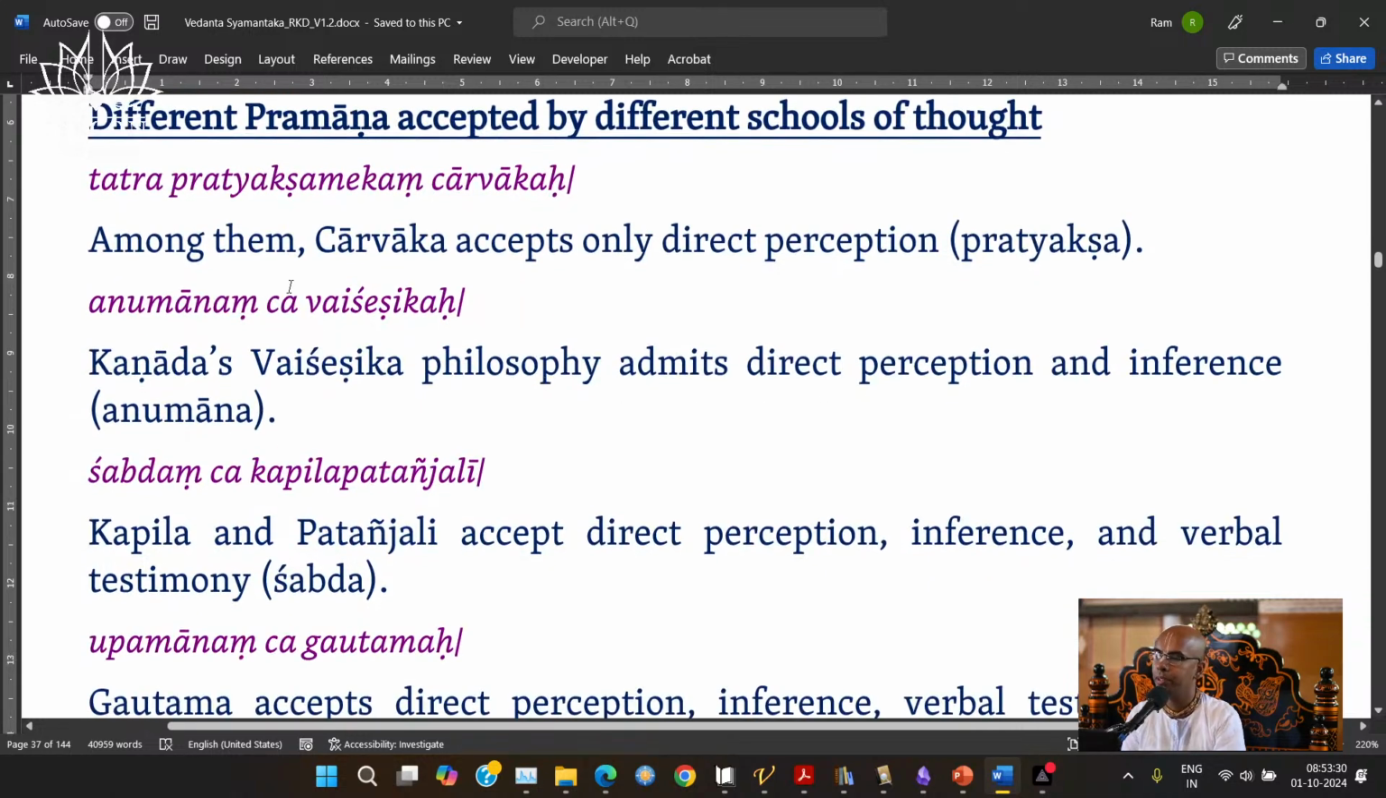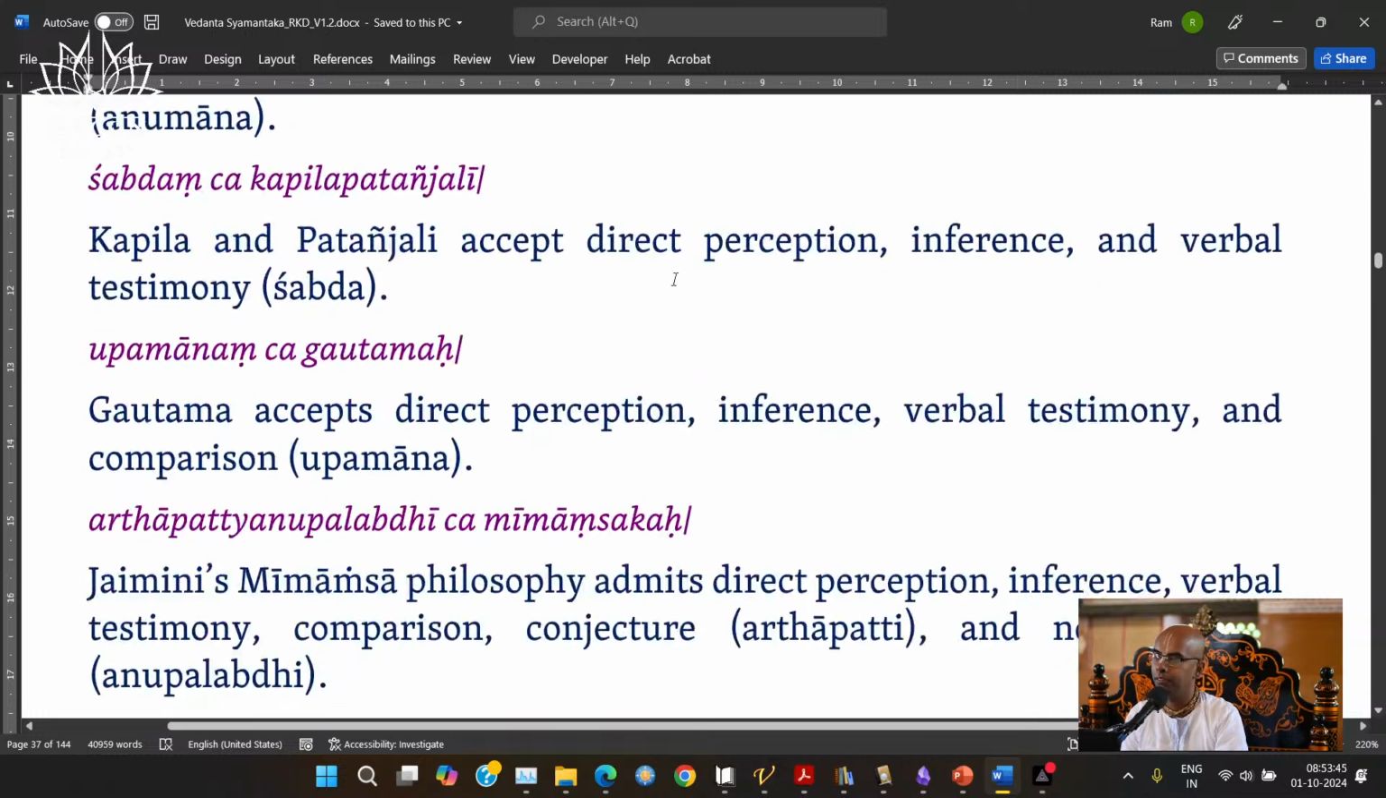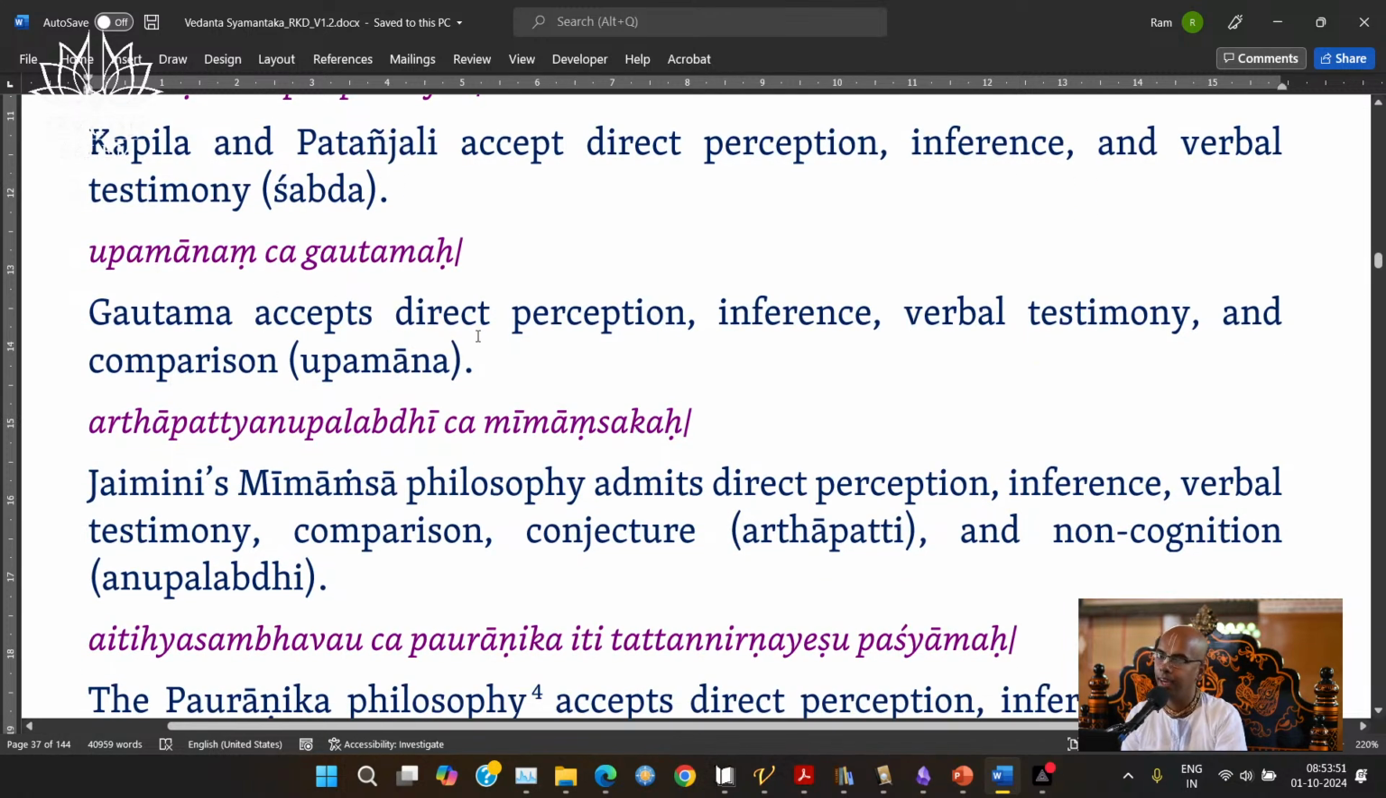Srila Damodar Goswami says that Charvaka accepts only direct perception, Pratyaksha. Whatever knowledge has to be gained, he says, can be gained through Pratyaksha itself. Now Kanada's Vaisheshika philosophy admits direct perception and inference. Kapila and Patanjali accept Pratyaksha, Anuman and Shabda Pramana. Gautama's Nyaya accepts Pratyaksha, Anuman, Shabda and Upamana, comparison.